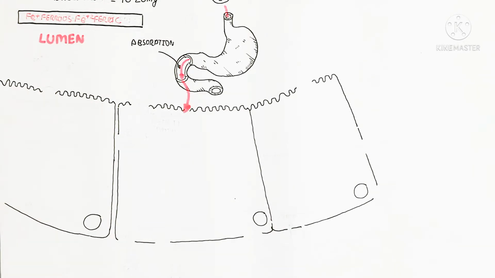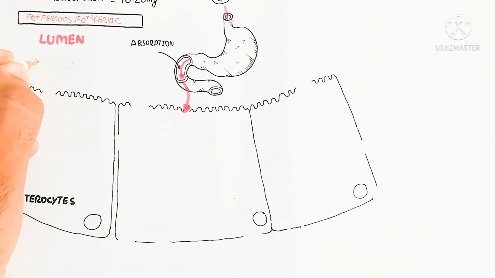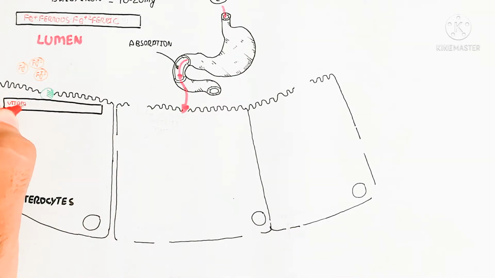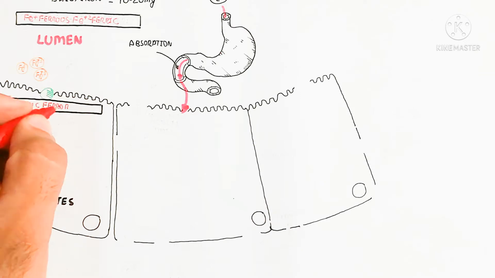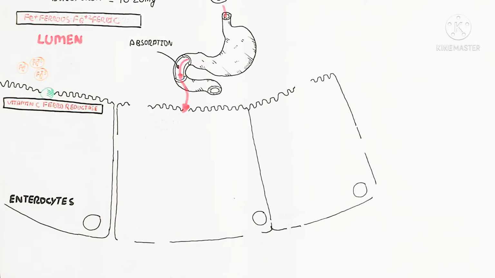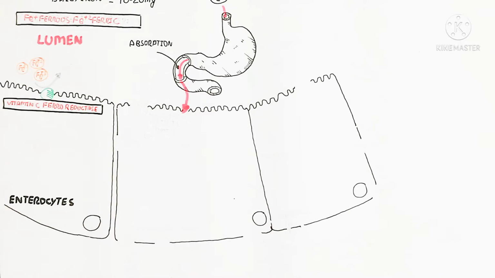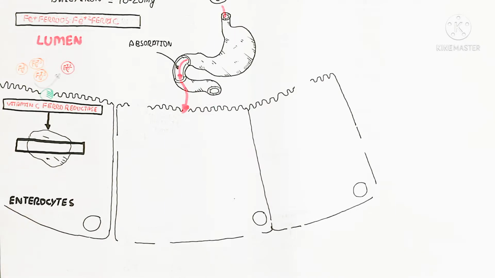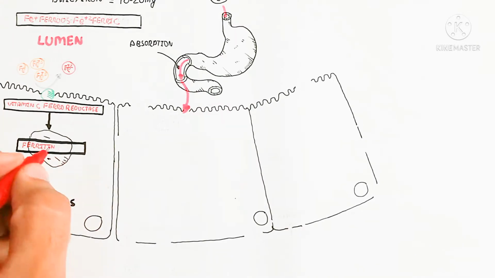Here is the lumen of the duodenum, which I am describing, and it contains enterocytes. This enterocyte is also known as the brush border cell. This brush border cell contains brush border enzymes. For example, the brush border contains a vitamin C ferroreductase enzyme. This vitamin C ferroreductase enzyme will convert the ferrous into the ferric, and this conversion allows it to move into the enterocyte.